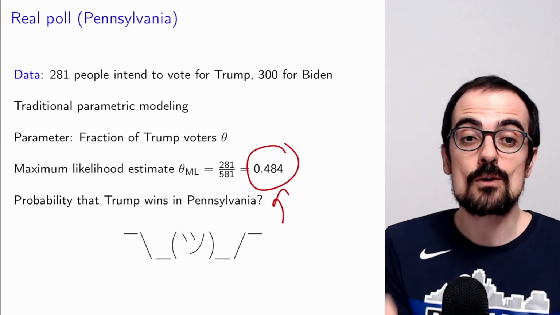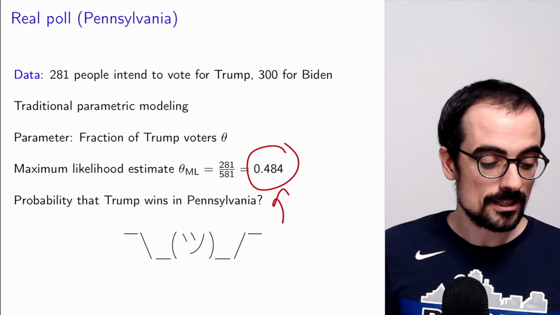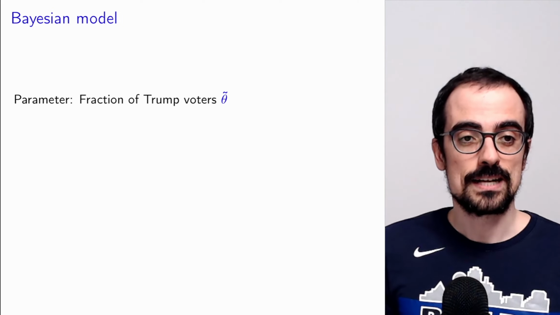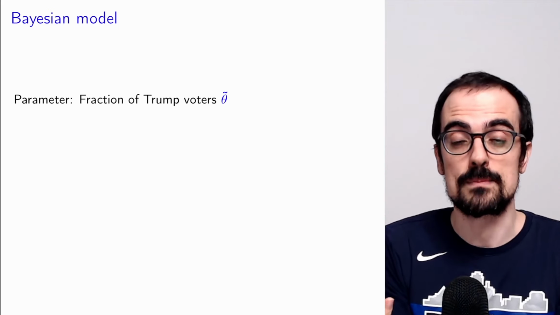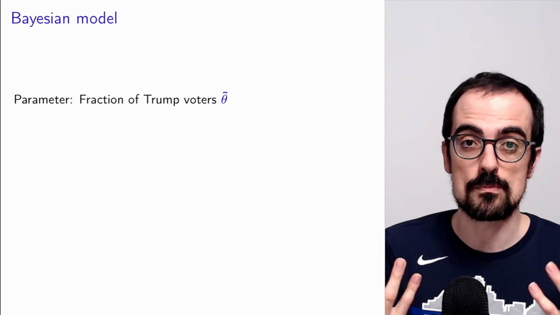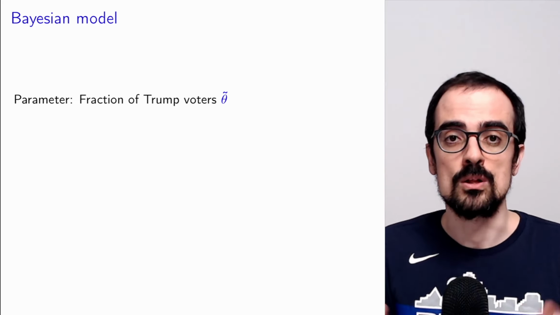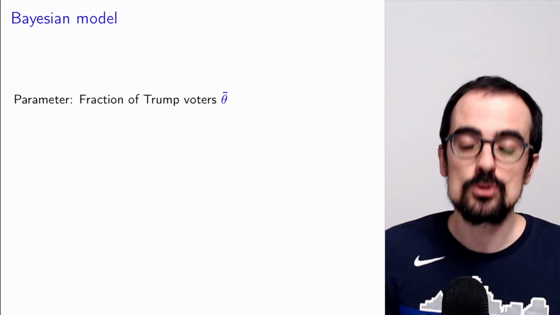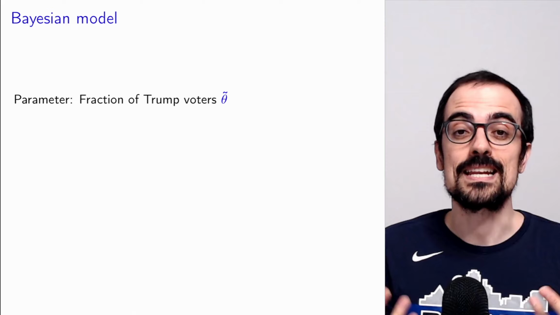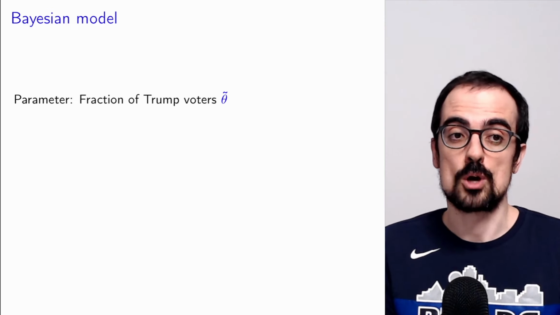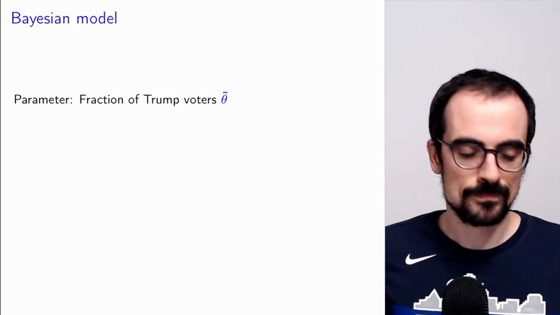Here you can see the power of the Bayesian framework, because within the Bayesian framework, the parameter is a random variable. Okay, so now the fraction of Trump voters is a random variable. There's a certain uncertainty about the random variable that we're going to encode within our prior, and then we're going to update our uncertainty about that random variable based on the data, and we're going to compute the probability that that random variable is above 0.5. So this framework does enable us to answer the question, what is the probability that Trump will win Pennsylvania?